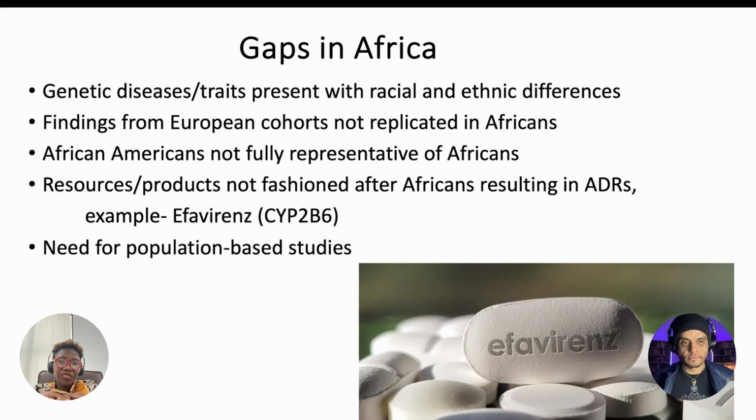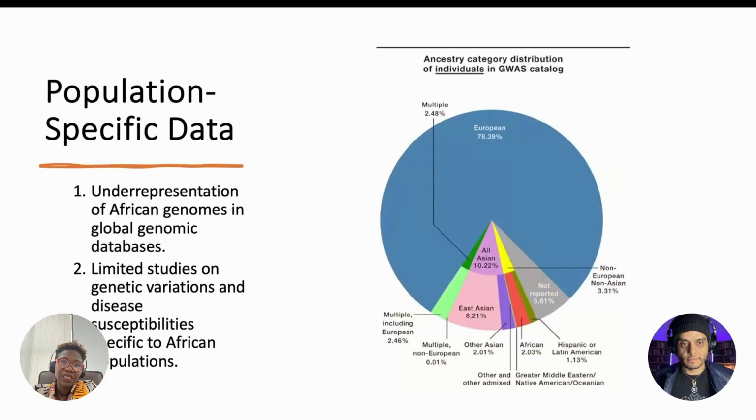The favorite drug, somehow it has these variants that are not conducive. And because it wasn't tested in Africans, once it was used in Africans for treating HIV, it wasn't as effective. So the whole point is there really is a need for population-based studies because of the differences.